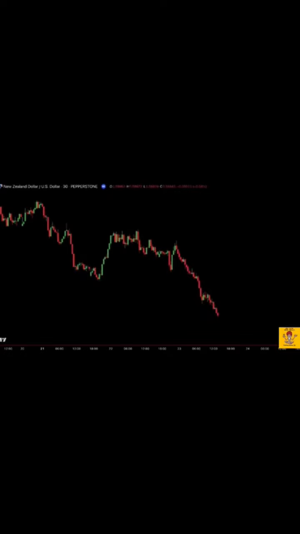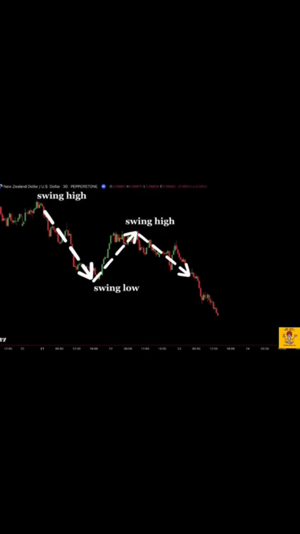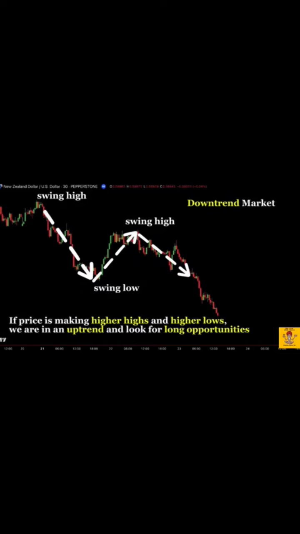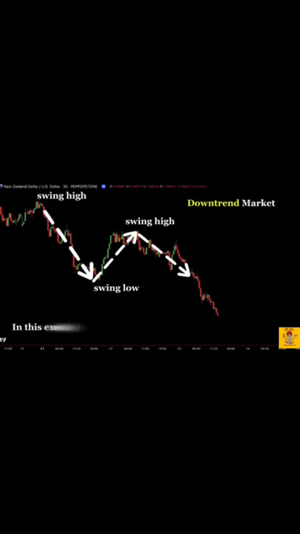First, we determine the overall trend. If price is making lower highs and lower lows, we are in a downtrend and look for short opportunities. If price is making higher highs and higher lows, we are in an uptrend and look for long opportunities. In this example, we confirm that we are in a downtrend, so we're only looking for short trades to stay aligned with the bigger picture trend.